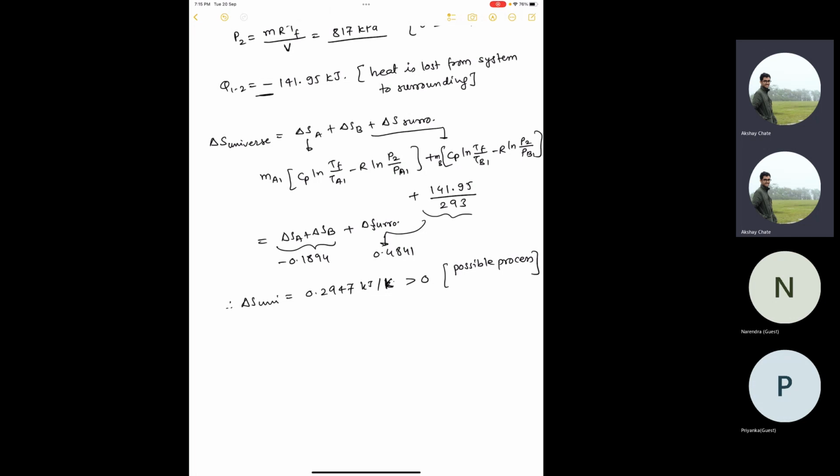You have to calculate delta S of surrounding, then delta S of system, based on the heat interaction. And then the total delta S, which is delta S of universe, should be greater than 0. If that is happening, then you can say that the claim of the inventor is correct, and this is a feasible system or feasible process.